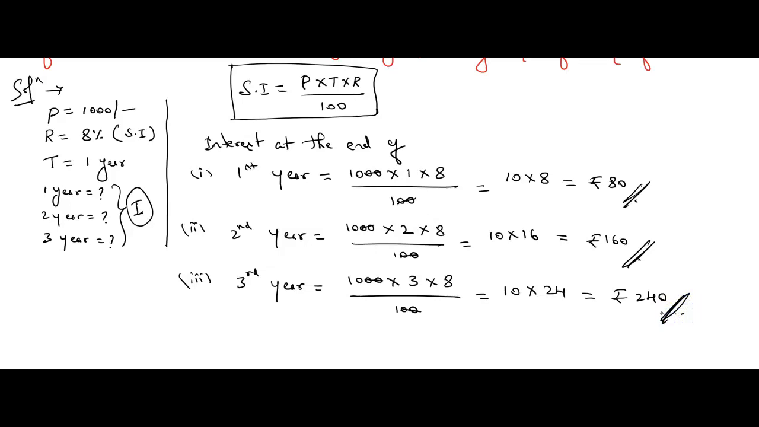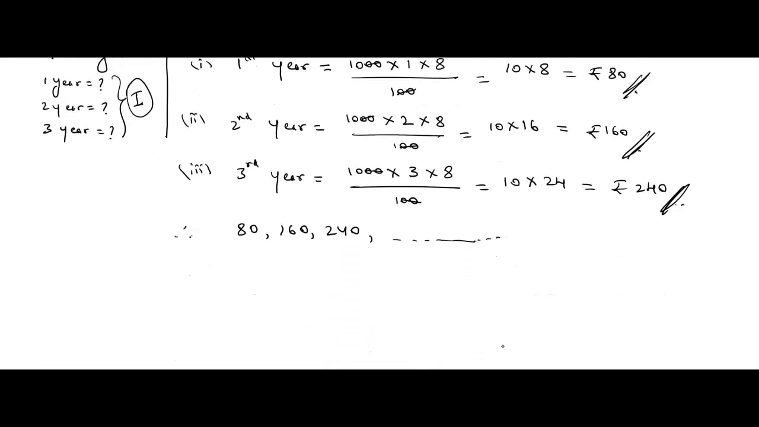So here let me form a sequence. Therefore first year what is the amount? 80 rupees, second year 160 rupees, third year 240 rupees, and so on. First let me check whether it forms an AP or not. So what is the first term? First term is 80, common difference A2 minus A1, A2 is 160, A1 is 80, 160 minus 80 is 80, so common difference is 80, right?